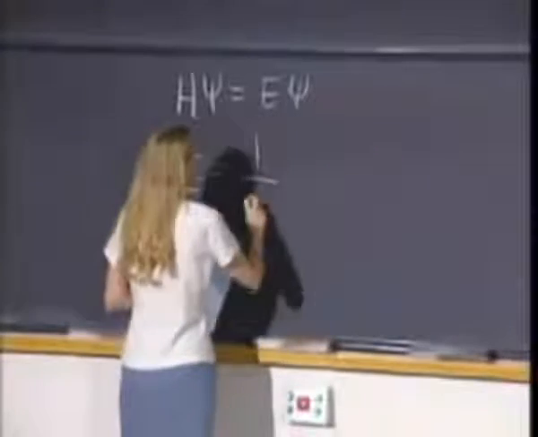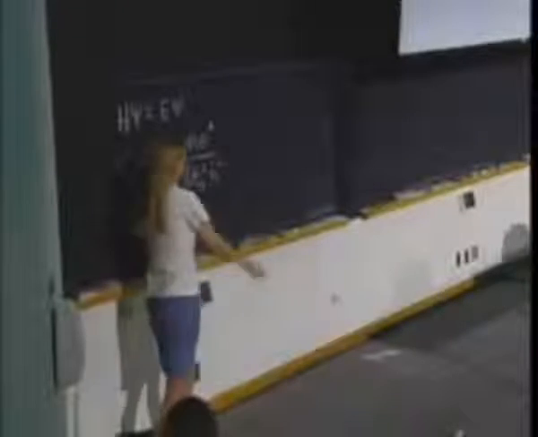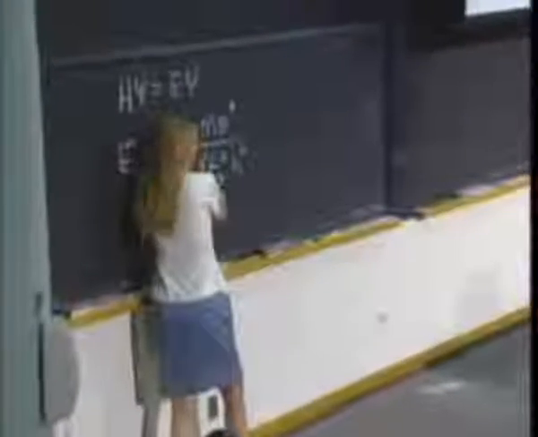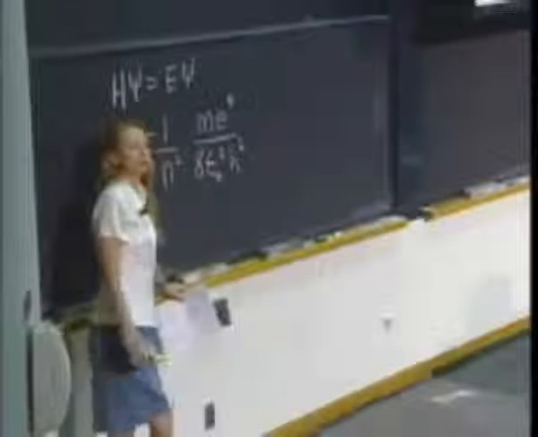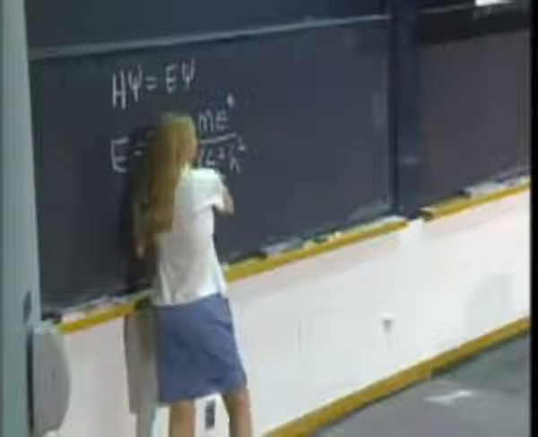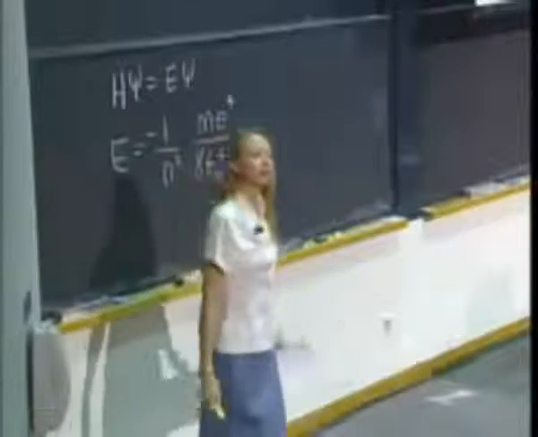E is equal to minus 1 over n squared times m e to the 4th over 8 epsilon naught squared times h squared. All right? That's what we get out of it, and there's a minus sign up in front. Now, m. What's m? M is the mass of the electron. What's e? E is the charge on the electron. Epsilon naught is this permittivity of vacuum that we talked about before. It's really just a unit conversion factor here. H is Planck's constant. Here comes Planck's constant again. It is ubiquitous. It's everywhere.